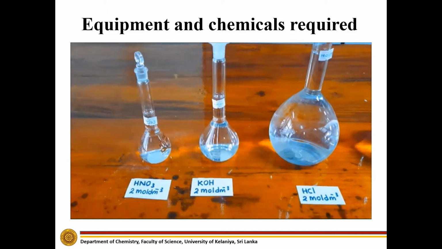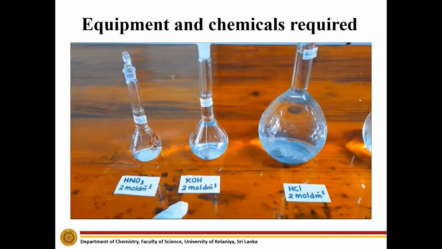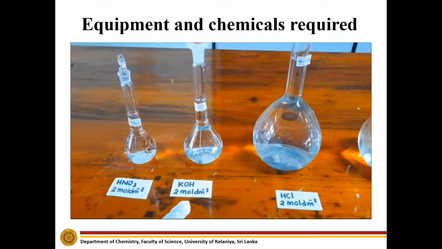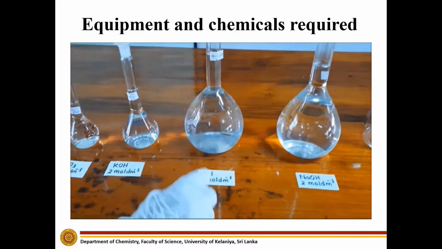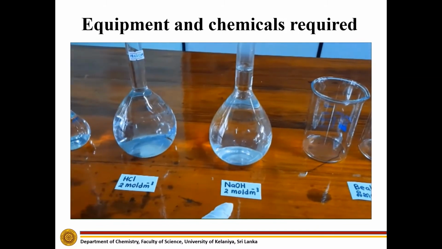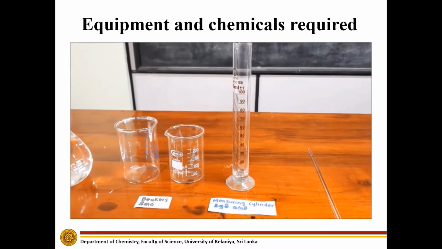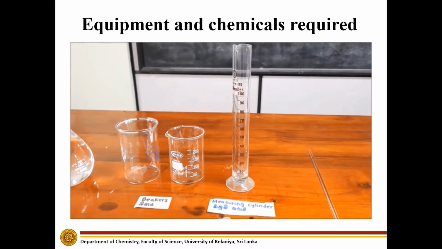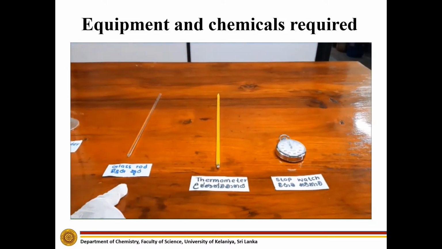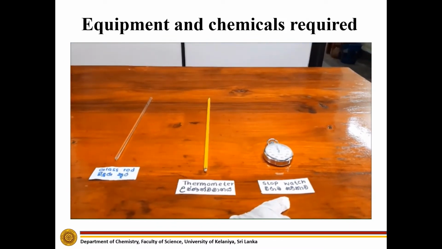Required chemicals for this experiment are 2M nitric acid, 2M potassium hydroxide, 2M hydrochloric acid and 2M sodium hydroxide. Required glassware are beakers, measuring cylinder, glass rod, thermometer and stopwatch.